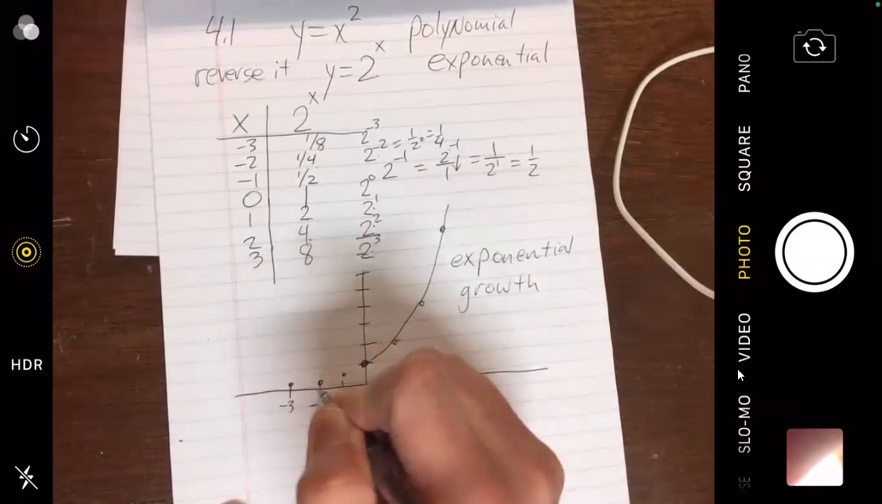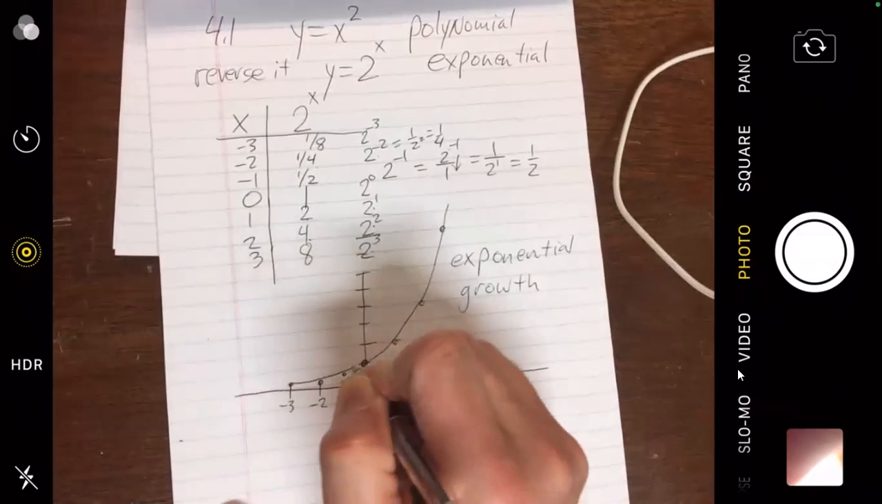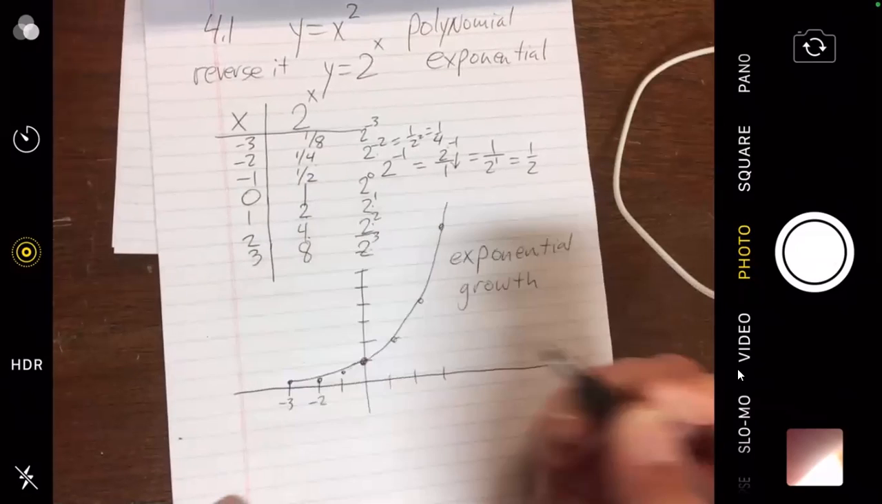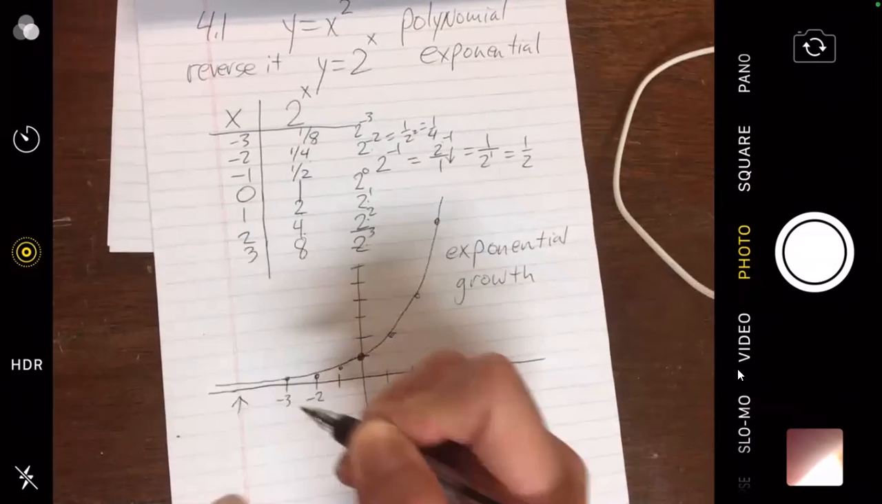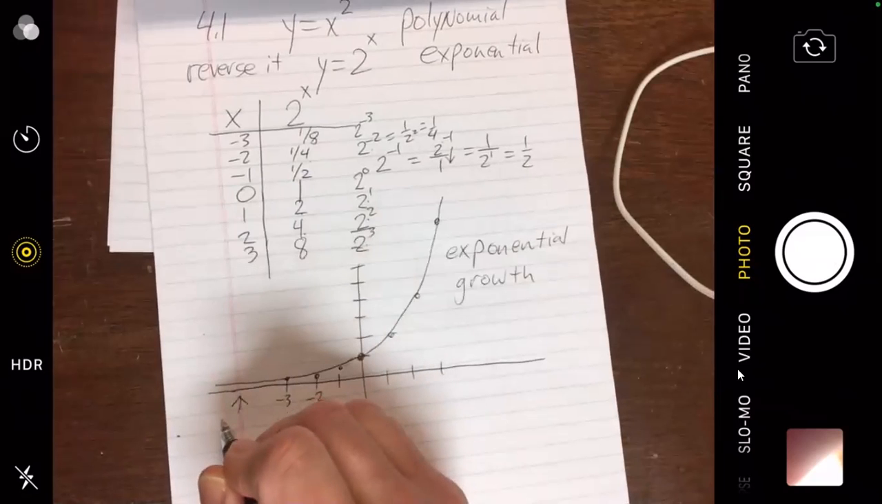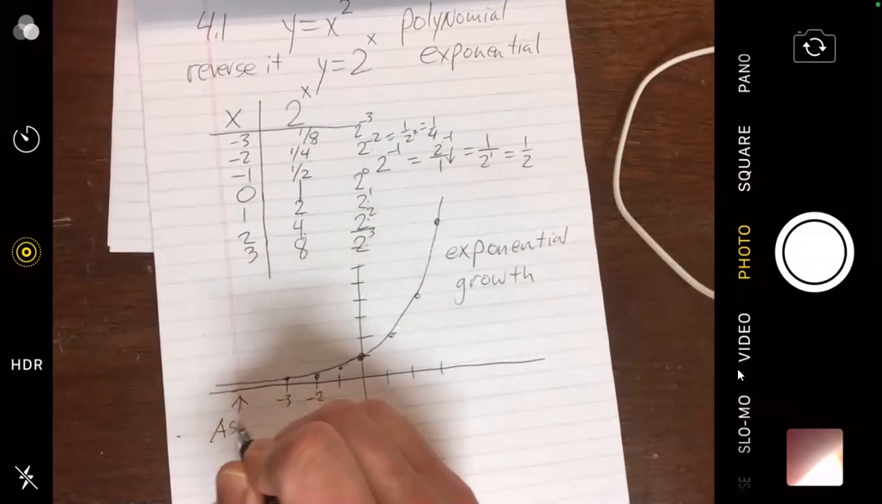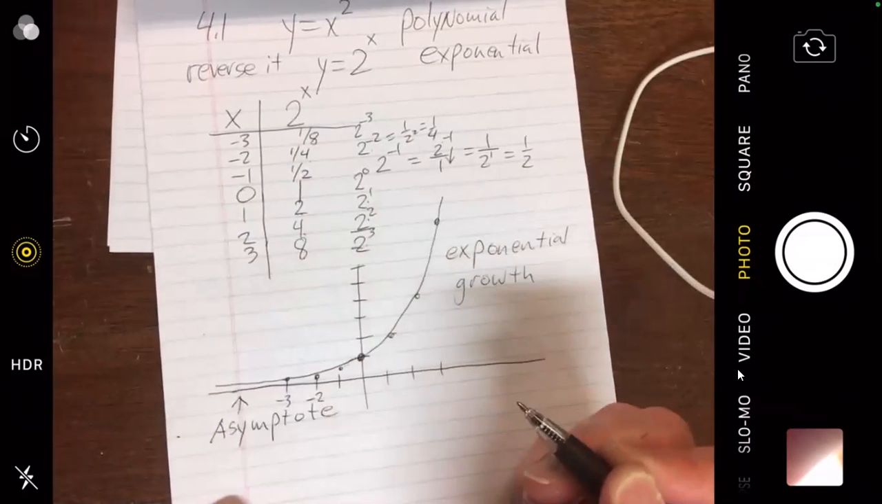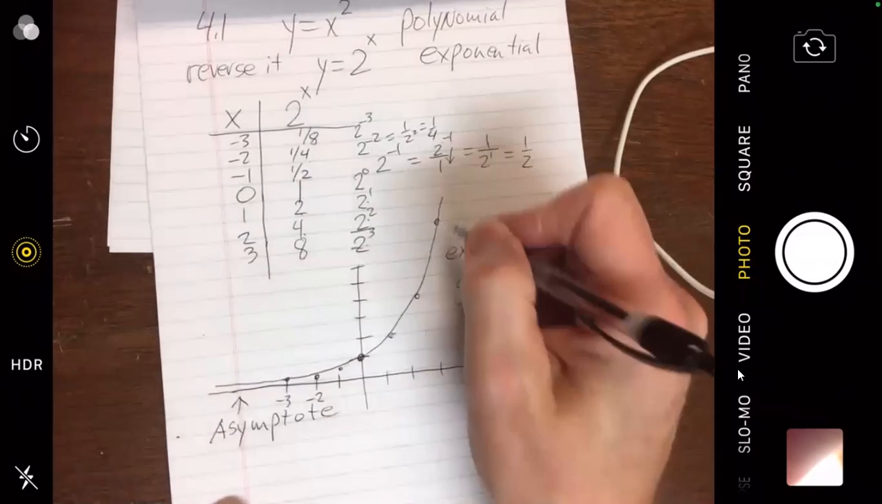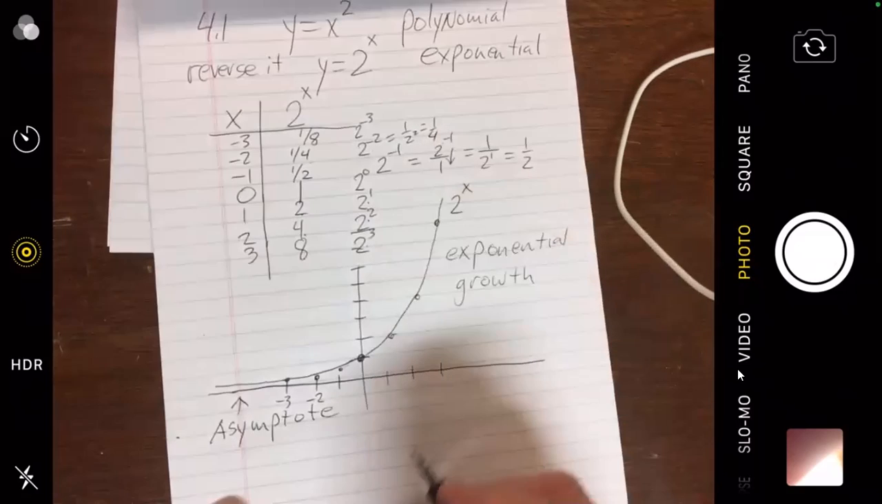Do you ever touch the x-axis? No. Everybody know the name for that x-axis starts with A. Asymptote. Very good, asymptote. So that is 2 to the x, or a graph of it.